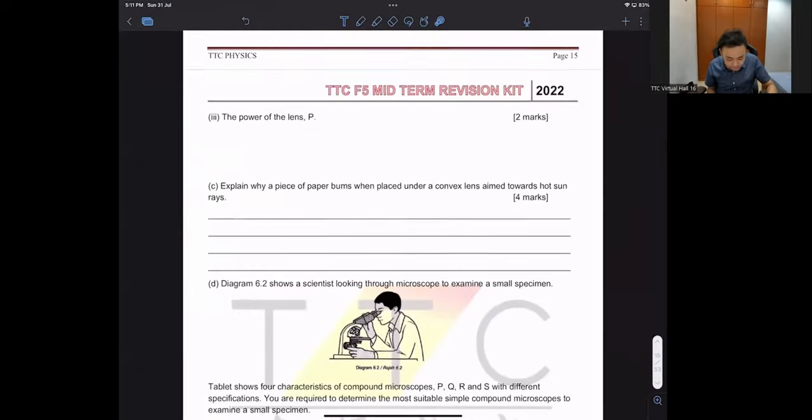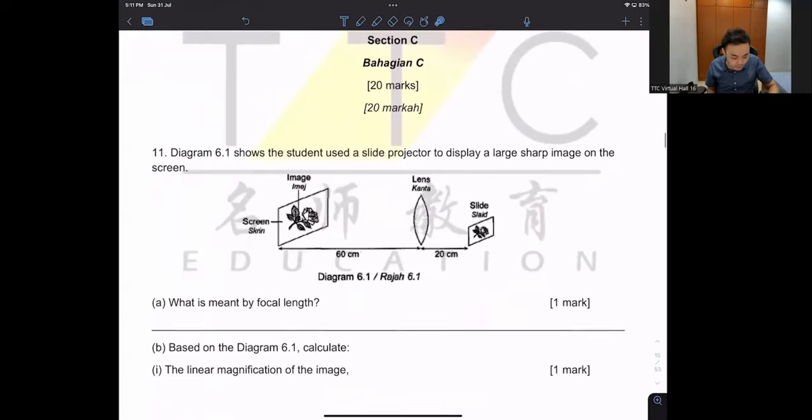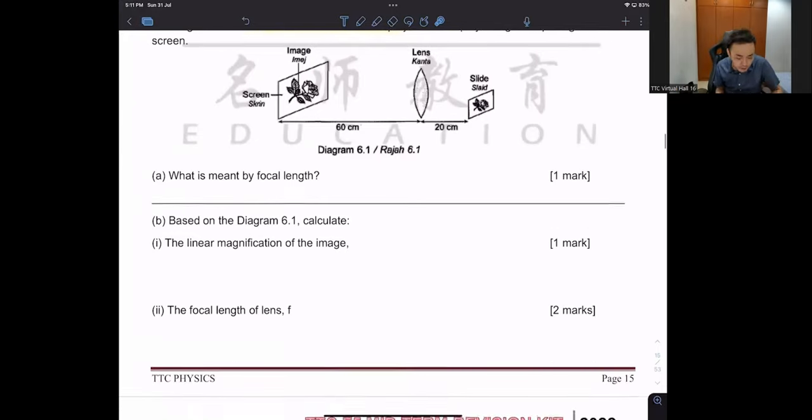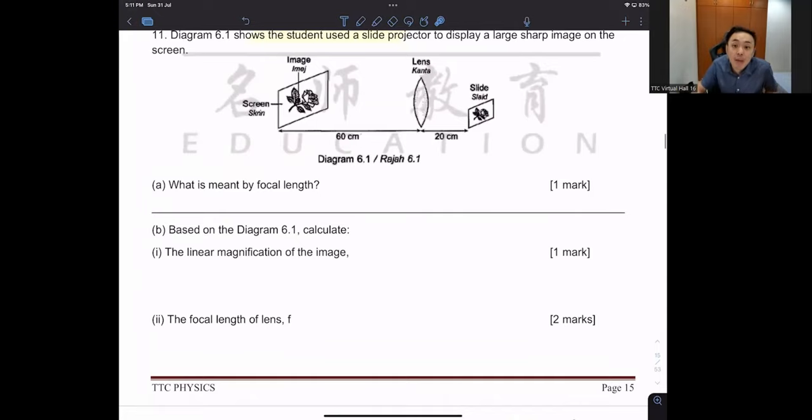Page number 15 here. Okay, again, 6.1 shows the student uses a slide projector to display a large, sharp image on the screen. Well, number one, what is the meaning of focal length? Anybody? Definitions. Focal length is what? What's the meaning of focal length? One over F. Focal length is what? Distance between?